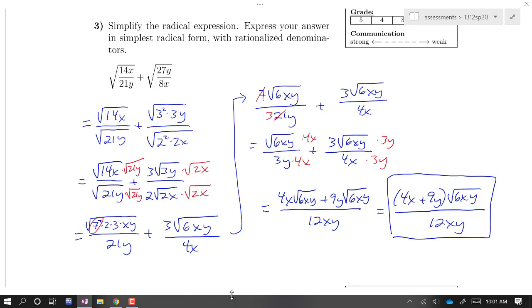And then we have this sum. The last thing you want to observe is that these radicals are the same, root 6xy, root 6xy. So you want to combine them, which, when your coefficients are not just constants, is really like saying, I'm going to factor out a radical 6xy. And then what do I have left inside? That's 4x plus 9y. Other questions?